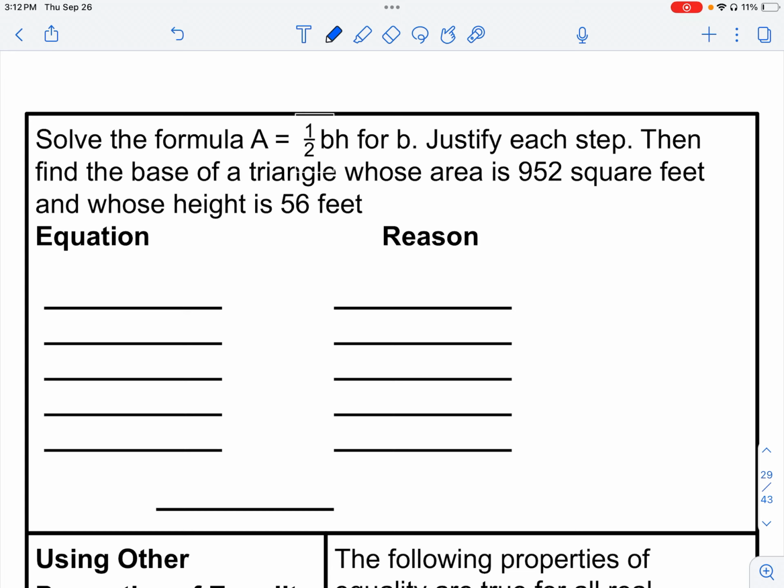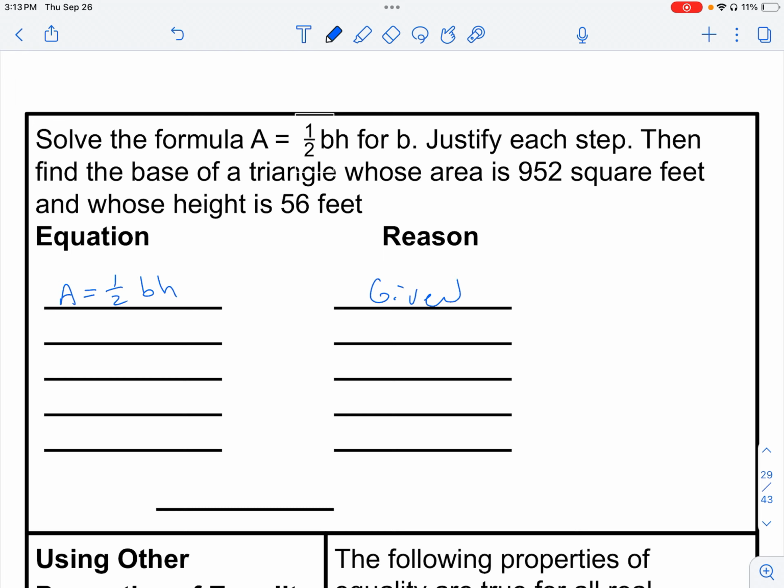And then we're going to find the base of a triangle. We have the area and the height. We will plug those in at the end after we get b equals, because then it won't complicate things. It won't muddy the water at all. So let's start with what we're given. A equals 1/2 base times height. That's our given.